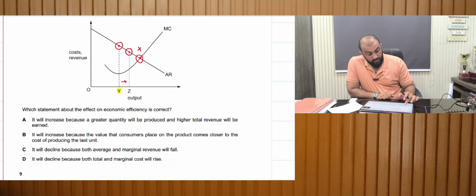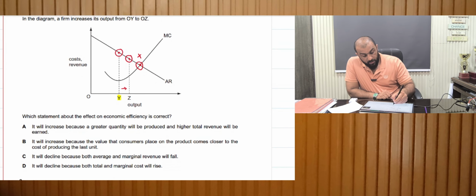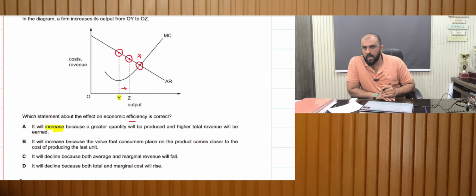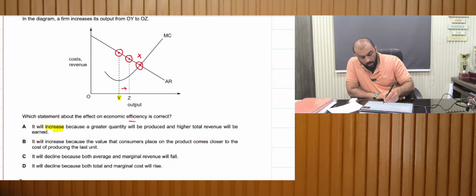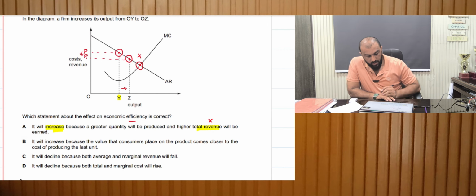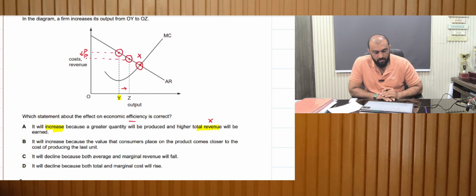It will increase. Yes, it will increase because we are moving closer towards allocative efficiency, because a greater quantity would be produced and higher total revenue will be earned. Well, higher total revenue is not necessary because the prices are decreasing. The prices are always accounted from average revenue. The prices will decrease, so not necessarily higher revenues.